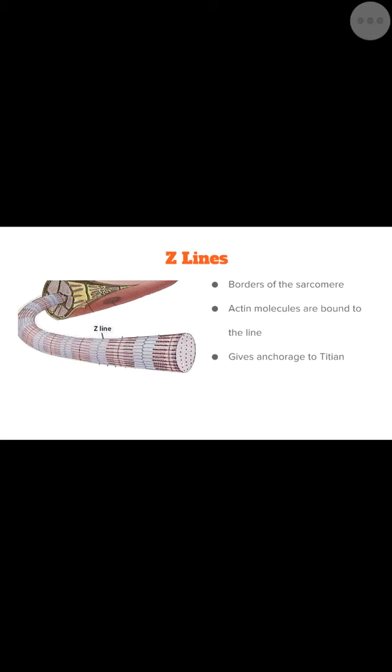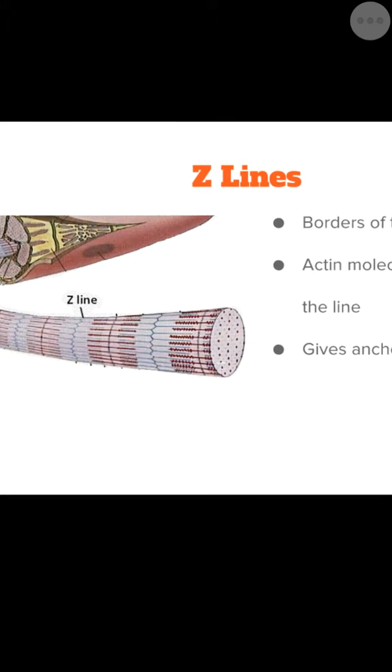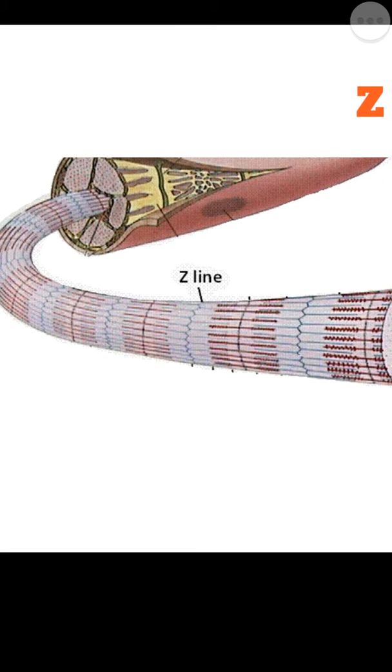Z-lines. The border of the sarcomere. Actin molecules are bound to the Z-lines, giving anchorage to titin. So the Z-line is going to be this blue jagged line in between each thing.